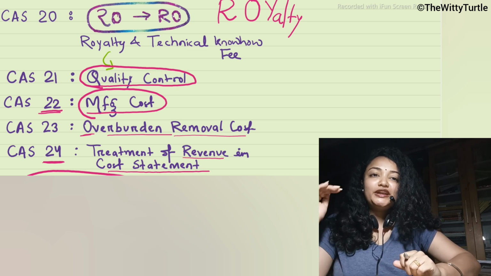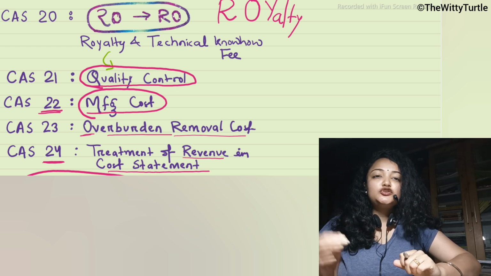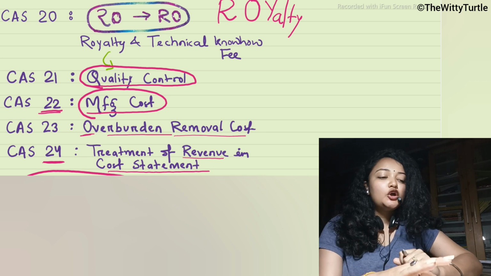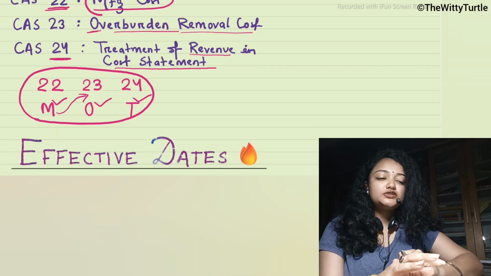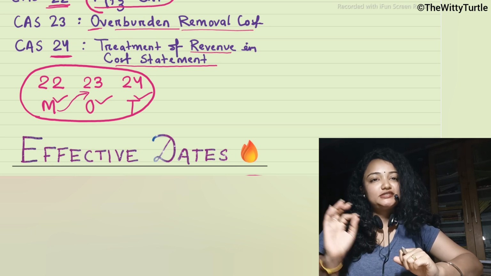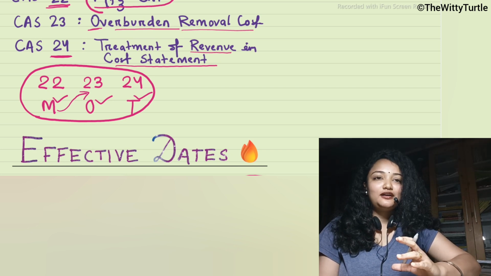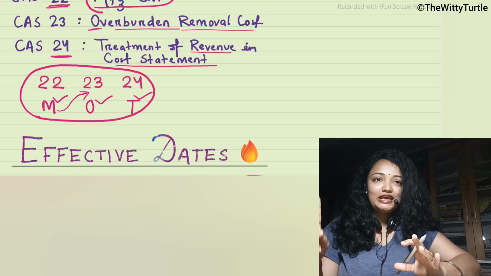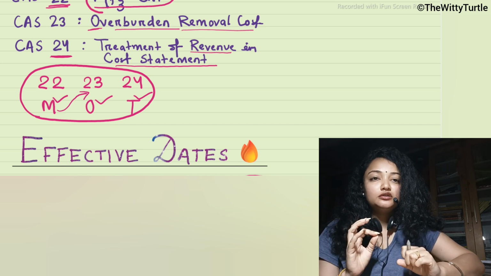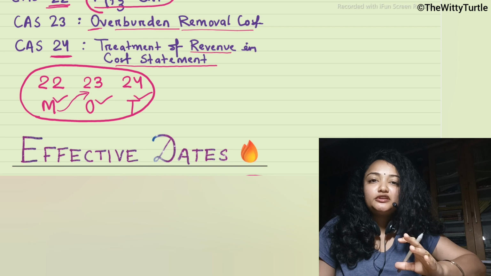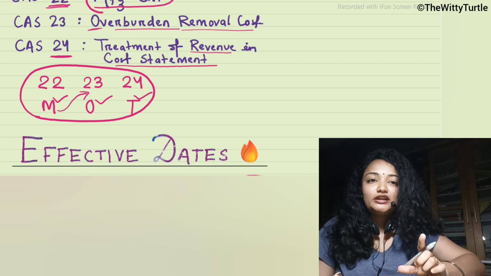Then 22, 23, 24. MOT. 22 is your manufacturing cost. Then 23 is your overburden removal cost. Then 24 is your treatment of revenue in cost statement. Okay, I think ये जो last वाला segment है, I'll try to put it up as a reel on YouTube and Instagram both. So कभी भी revision करना होगा, just go to that reel and watch it.